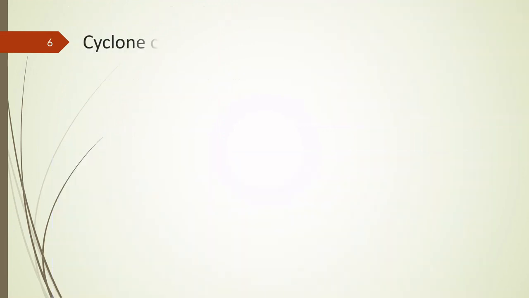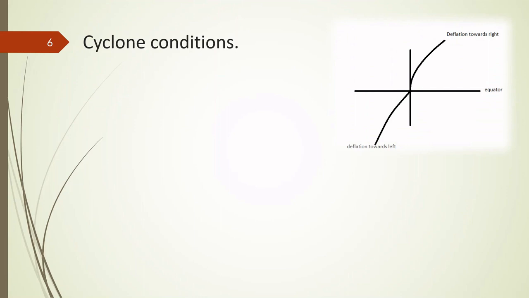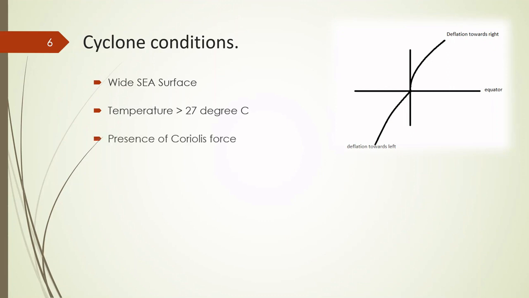Now we have already seen what cyclones are, the different types of cyclones, and the naming of cyclones. We will now look into the conditions for the formation of cyclones. I have already told that cyclones require slightly warm ocean waters, so they will definitely need a wide sea area along with a temperature of more than 27 degrees Celsius, and it should have the presence of Coriolis force.